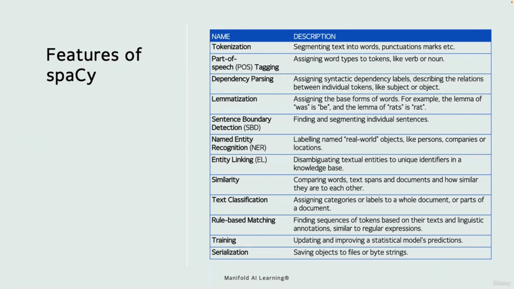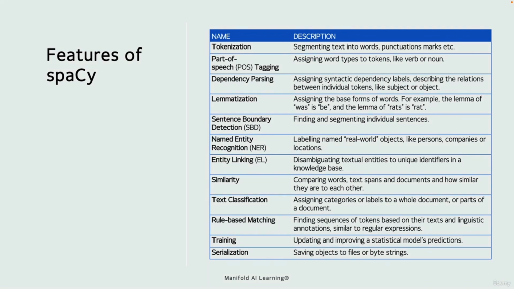And we have got the sentence boundary detection. So it will help me to segment my individual sentences in my paragraph. And we have got the named entity recognition, which is nothing but labeling the named real world objects like persons, companies, and location for my text corpus. And we have got the entity linking feature, which is nothing but disambiguating the textual entities to unique identifiers which are present in my knowledge base.